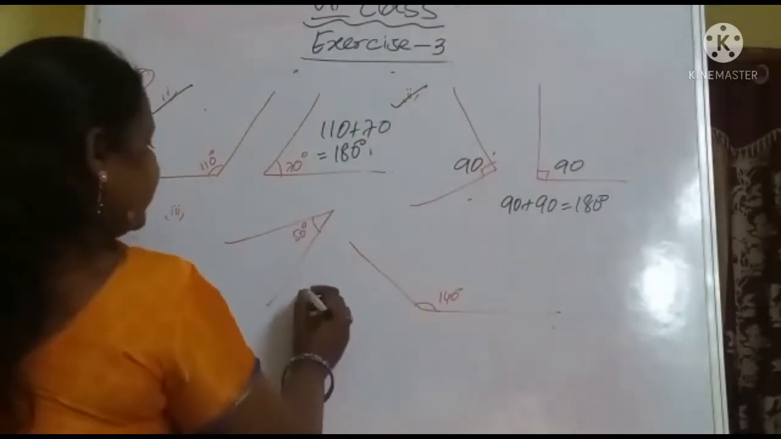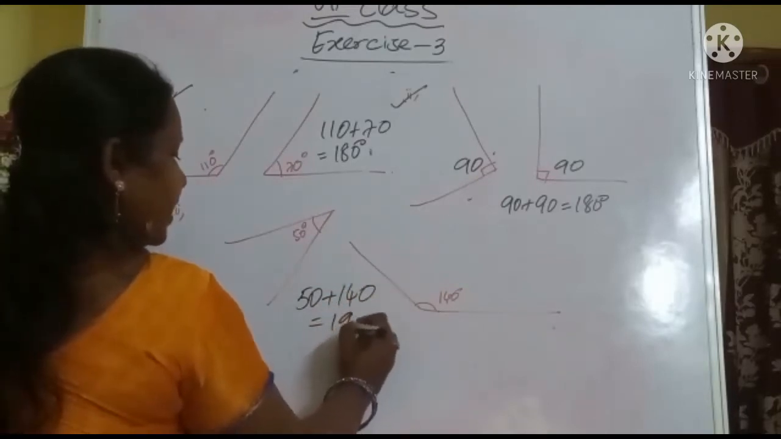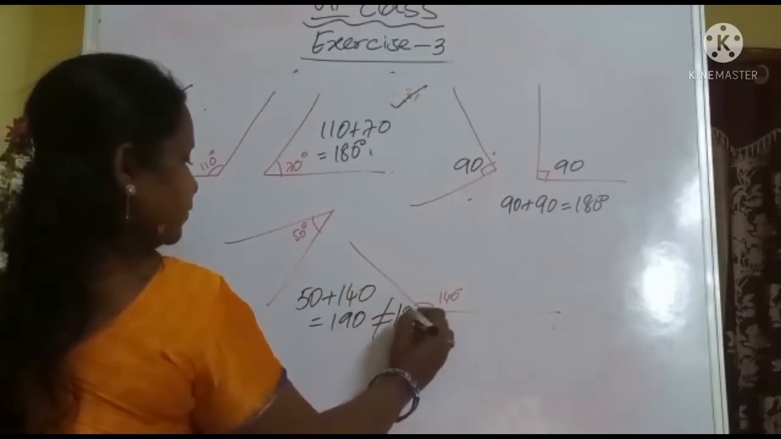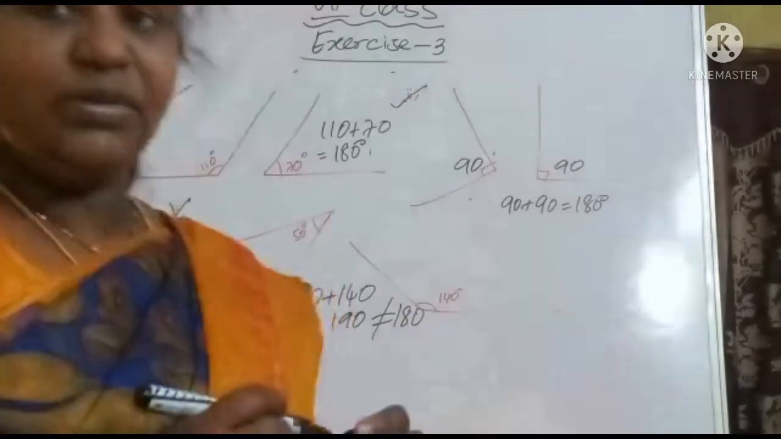Coming to this, it is 50 degrees and the third is 140 degrees. If you add, you are going to get 190 degrees. It's not equal to 180. So this pair does not belong to supplementary angles.